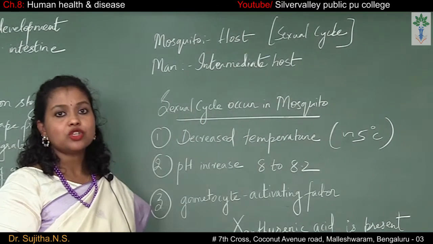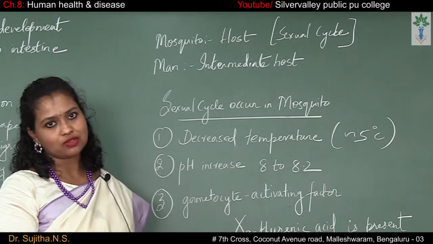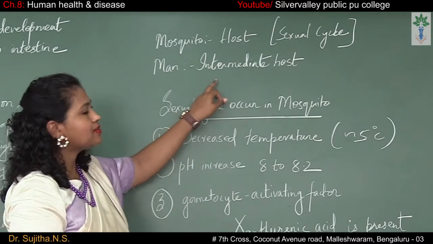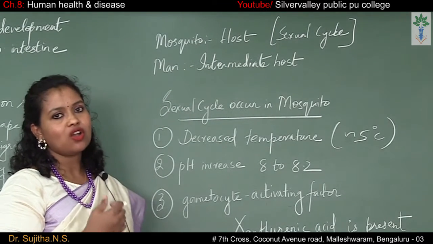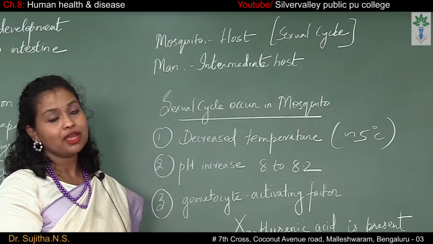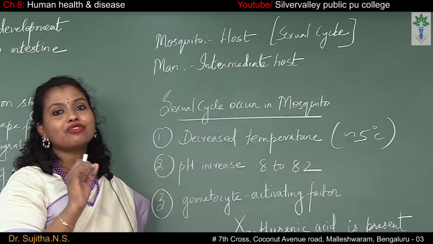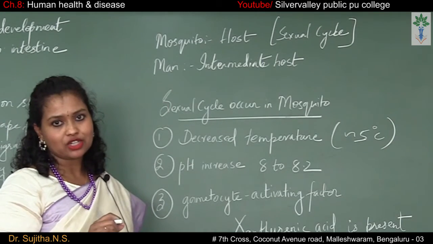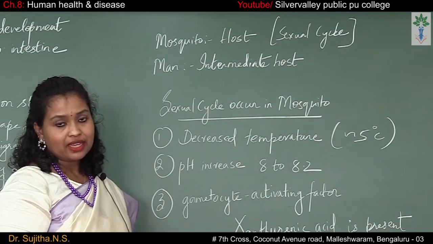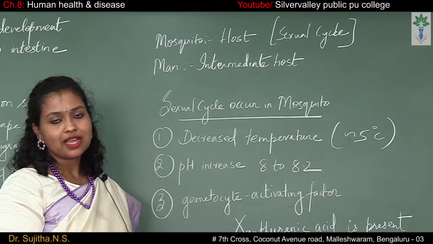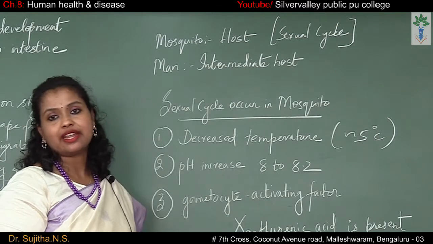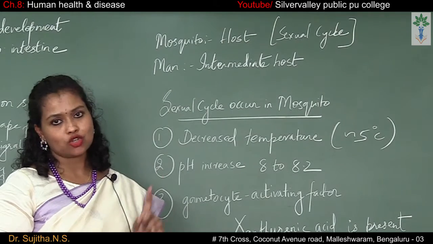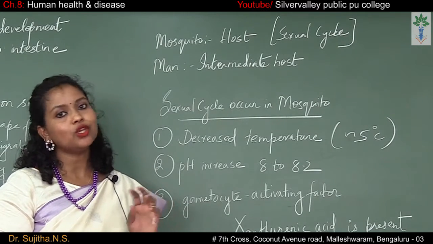So there are certain points which you have to know with respect to the life cycle of the Plasmodium. That is, the mosquito is known as the host and the man is an intermediate host. Why is mosquito called as the host of the life cycle of this Plasmodium? It is because the sexual cycle of the Plasmodium takes place in the body of the mosquito, whereas the asexual reproduction of this Plasmodium takes place inside the body of the human beings. Asexual reproduction takes place first in the liver cells and then in the RBC cells. But there is no sexual reproduction happening inside the body of the human beings.